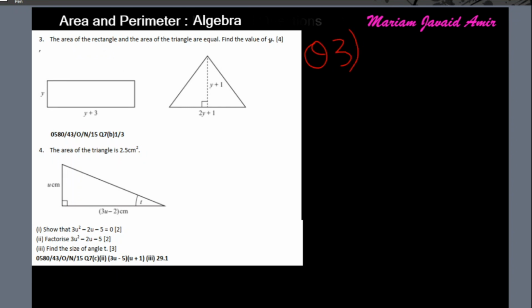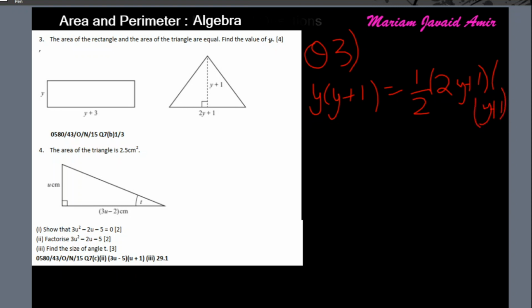The area of the rectangle and area of the triangle are equal. Find the value of y. So y times y plus 1, which is area of the rectangle, equals area of the triangle, which is half times base times height, y plus 1, times y plus 1. Okay, so now we will be opening the brackets.